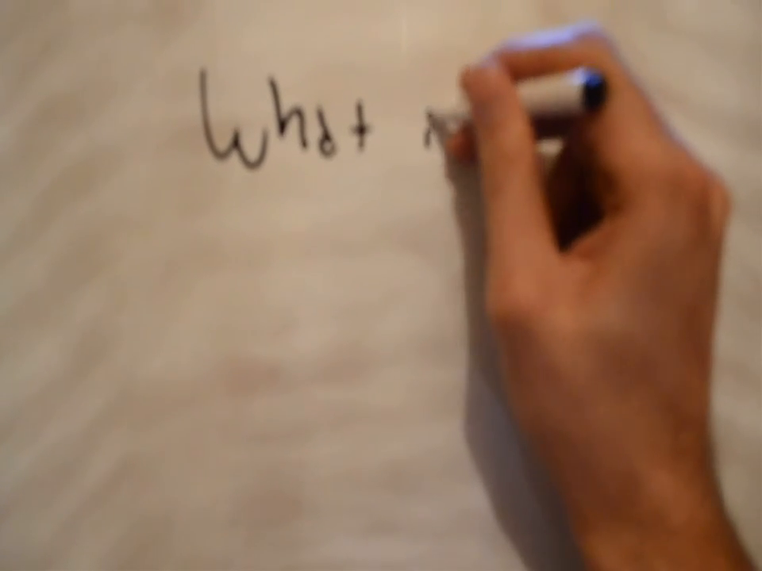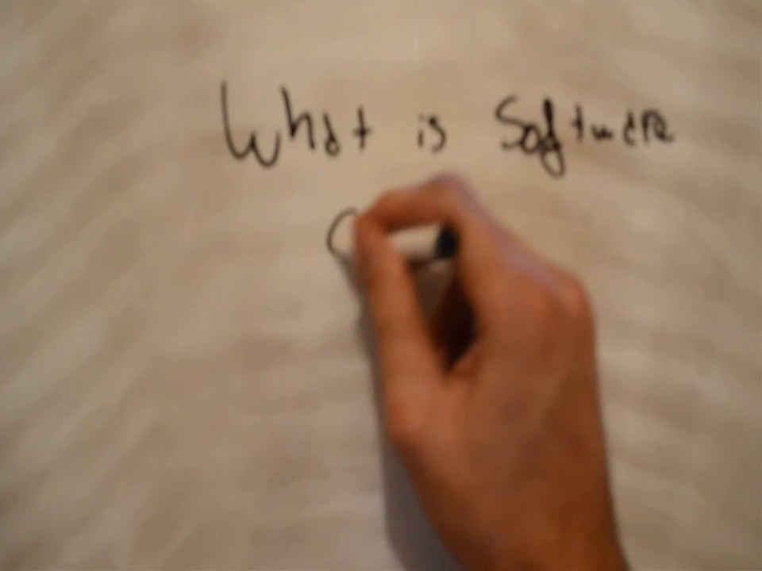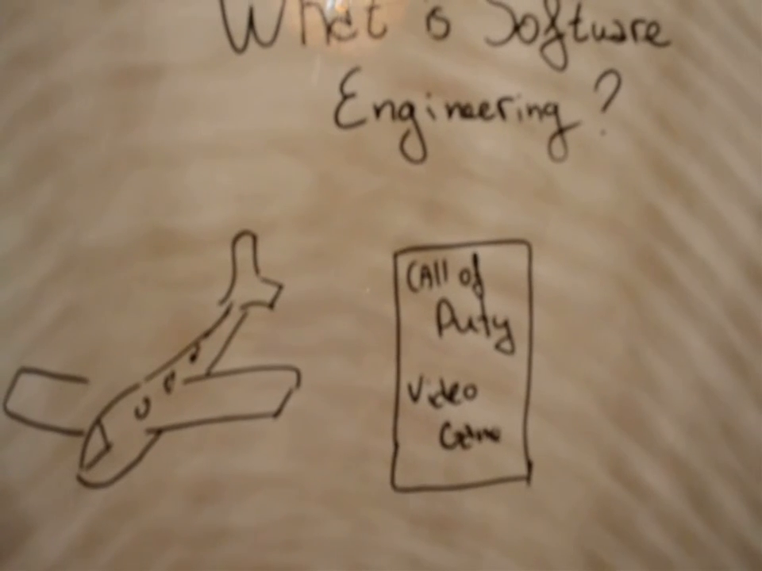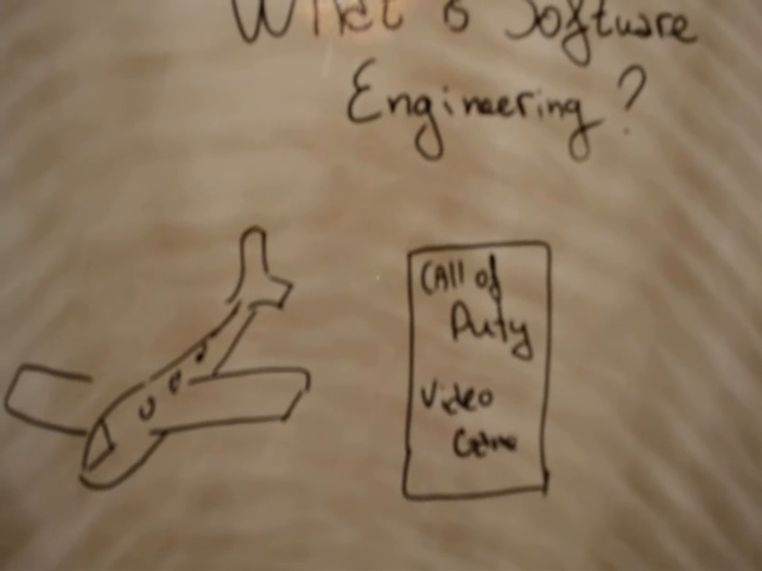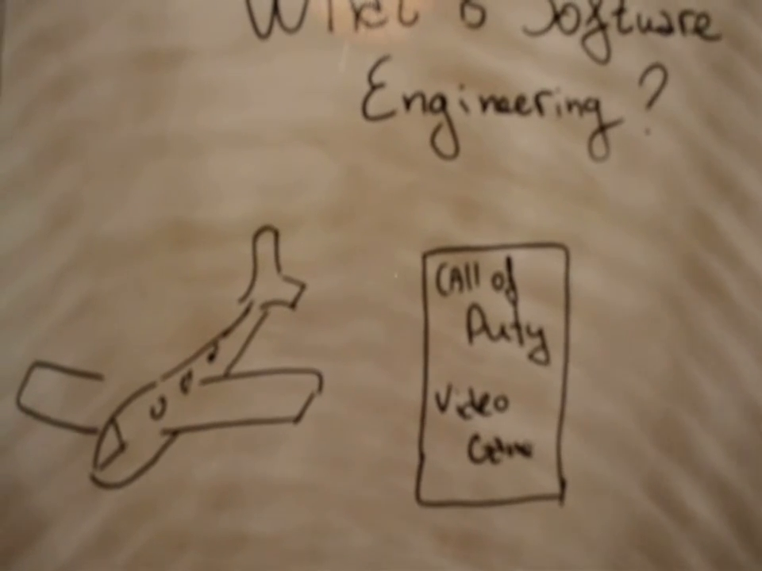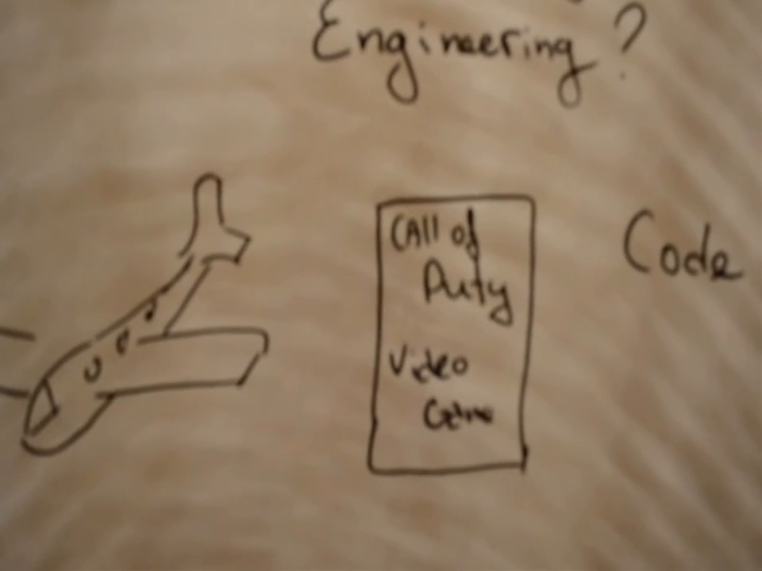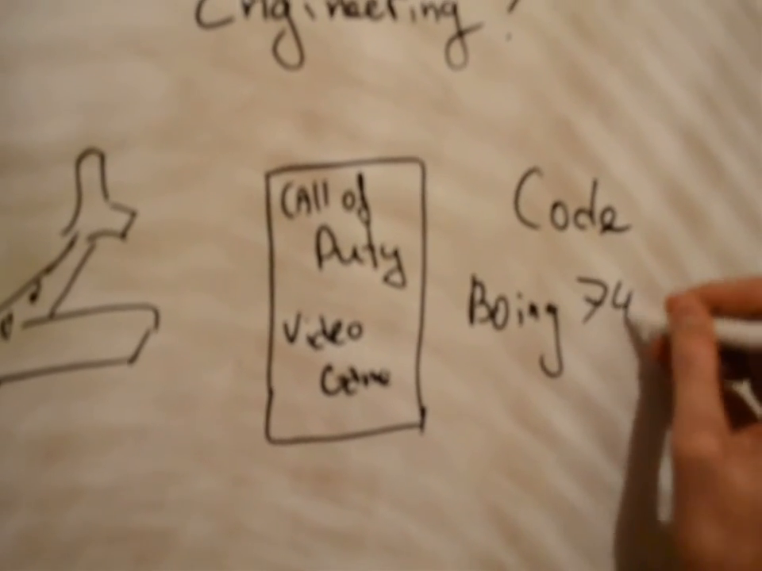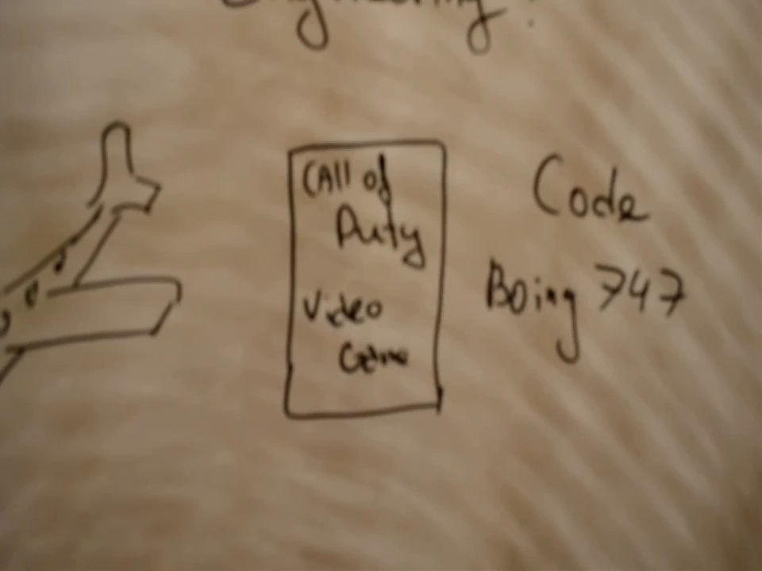But first we must know what software engineering is. Can you tell me what is common between a plane and a video game? They all involve software engineering and they all have code. And like a lot of code. For reference, a Boeing 747 has more lines of code than physical parts, including nuts and bolts.